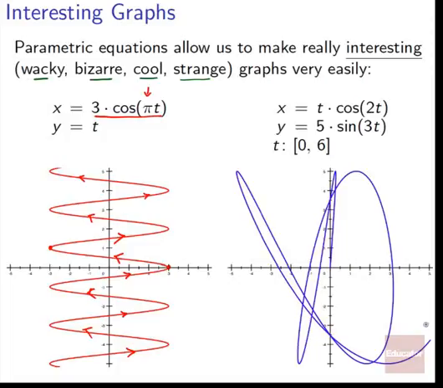Now let's talk about the blue one. This one's considerably more wacky. x equals t times cosine of 2t, y equals 5 times sine of 3t, and we're restricting t to only go from 0 until 6. So it's not allowed to go to anything else. It's 0 until 6. So if t is 0 for both of them, then we're going to start out at 0, 0, because cosine of 0 would be 1, but it's multiplied by 0. So we start out at 0, 0 for the beginning.